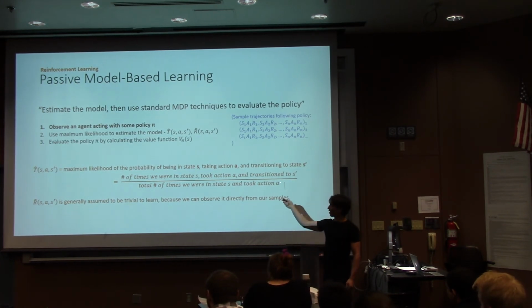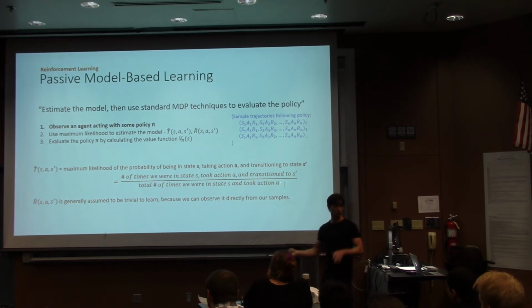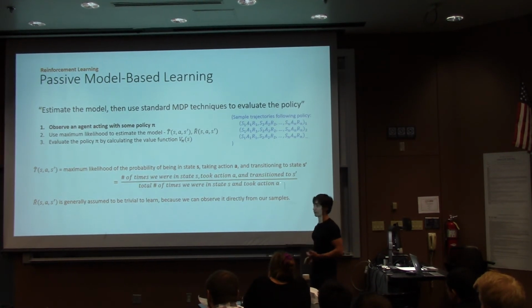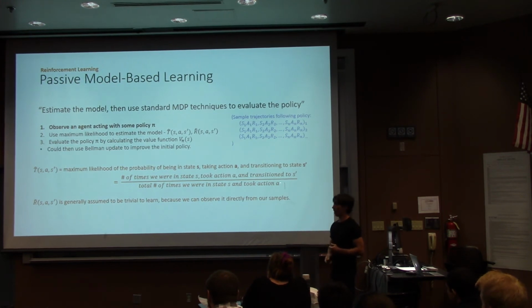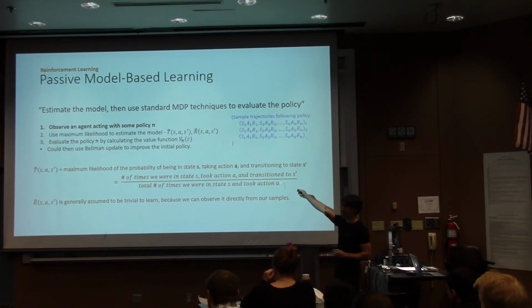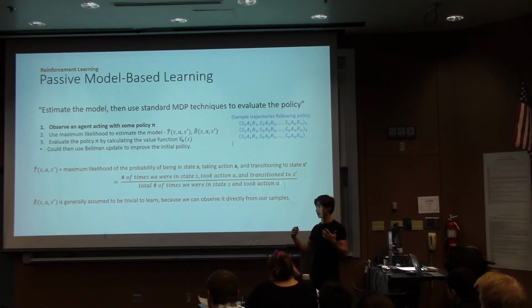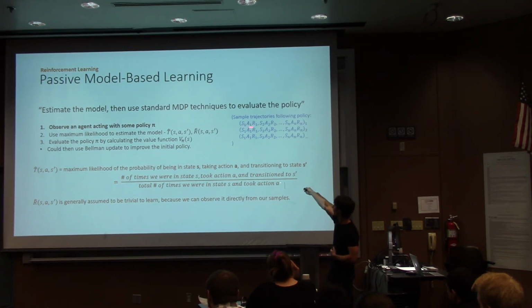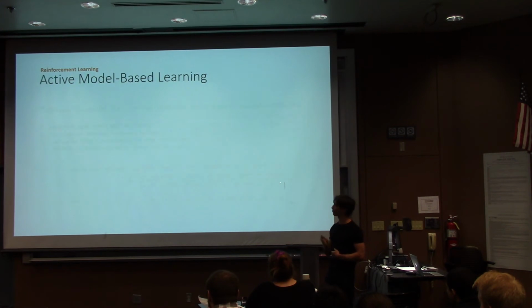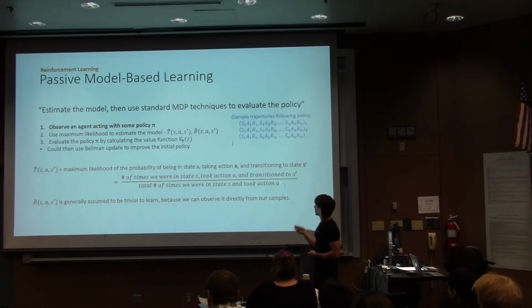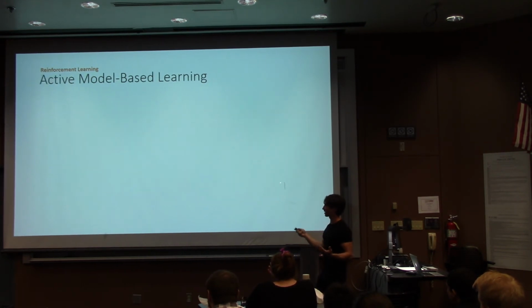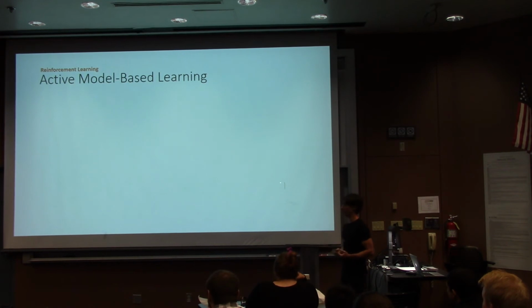And we then evaluate the policy pi by calculating the value function using value iteration, policy iteration, or whatever you would like. It's also possible at this point, once you've evaluated the policy and gotten some v pi of s, that you could also then improve, you could create a new policy and improve it over the policy that was being followed by whoever was acting in the world and giving you these trajectories. But in this case, we get the value function, but that doesn't actually allow us to actively act in the world and to improve our policy.